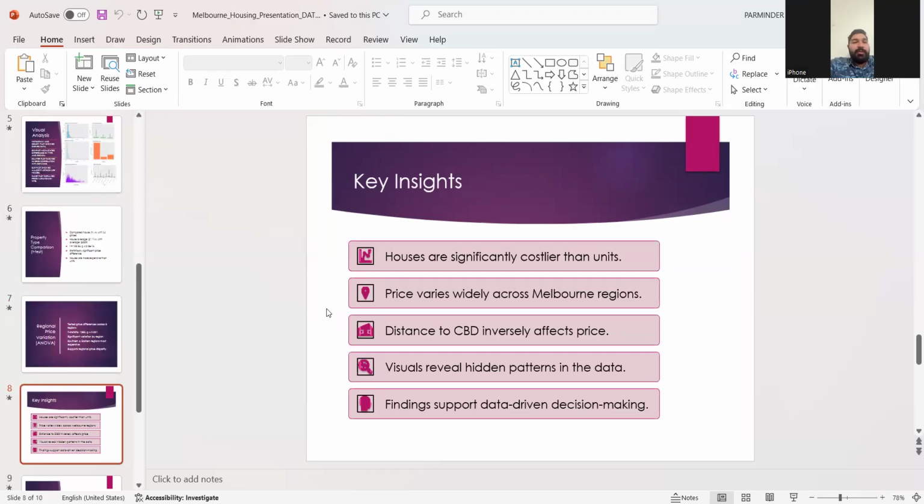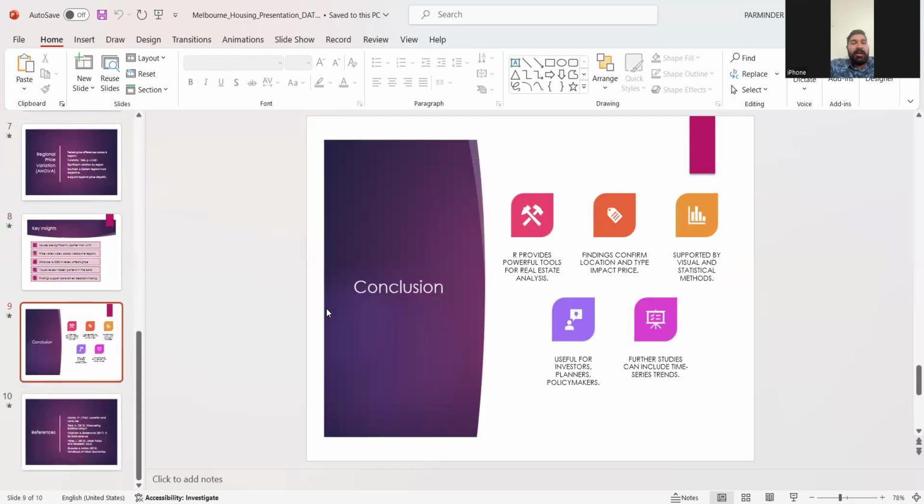For the further continuation of my presentation, I will now discuss the key insights of our assignment. The analysis provides several key insights. First, houses are significantly more expensive than units, and this difference is statistically validated. Second, prices vary considerably across different regions of Melbourne, reinforcing the importance of location in real estate pricing. Additionally, we saw that distance from the CBD negatively correlates with price. Closer properties tend to be more expensive. The use of R's visualization tools helped make the patterns more interpretable, adding a layer of clarity to the numerical results. Now we are going to conclude the presentation.